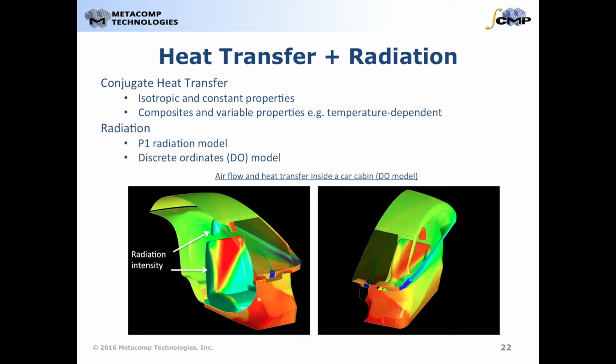An example is shown of the airflow and heat transfer inside a car cabin using the DO model. Temperature contours are displayed on the cabin walls, and radiation intensity is shown on the seat and headrest. The contours show the solar intensity entering at a 45-degree angle through the car window.